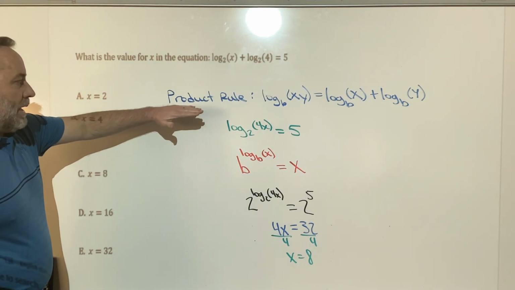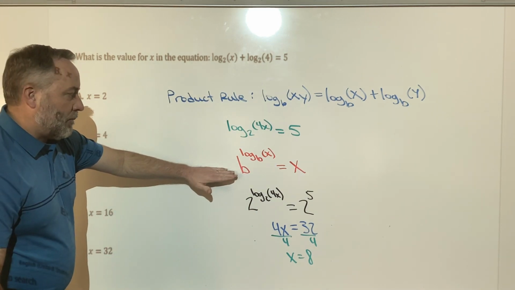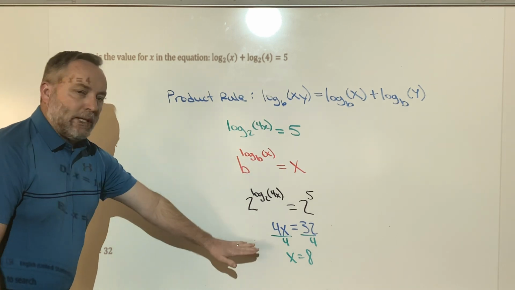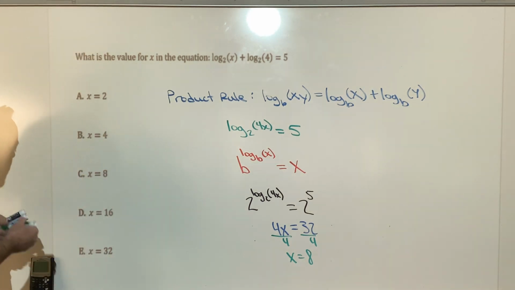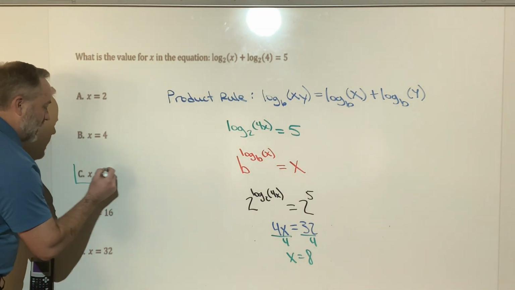Okay, so after applying the product rule and then this inverse property of logarithms and exponentials, we can solve to get x is equal to 8, and we find that solution in selection C.